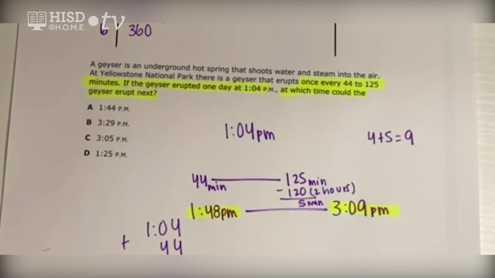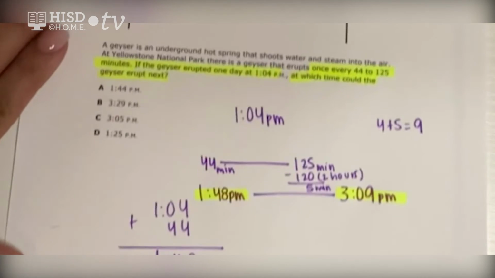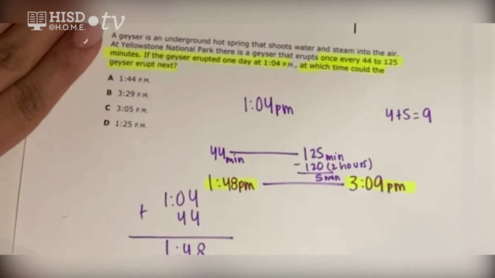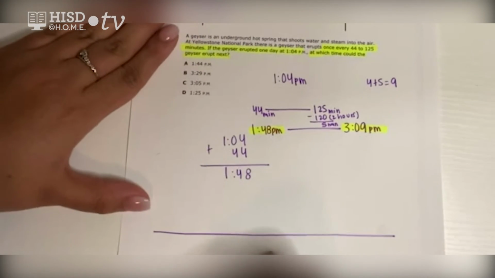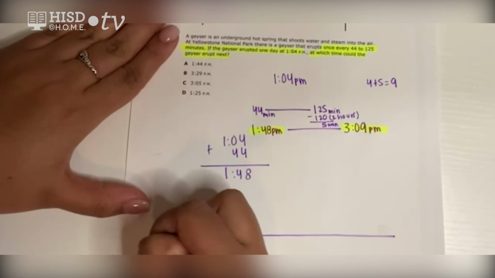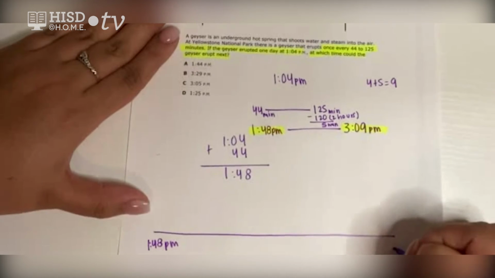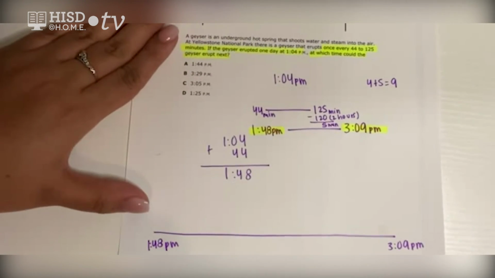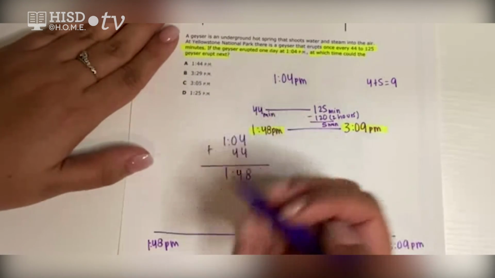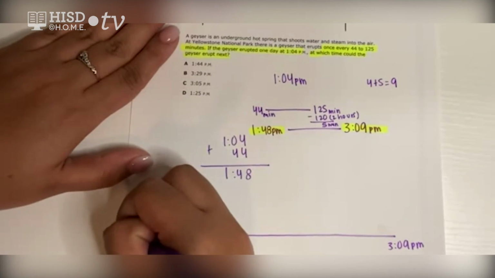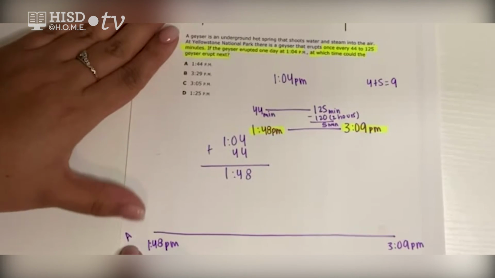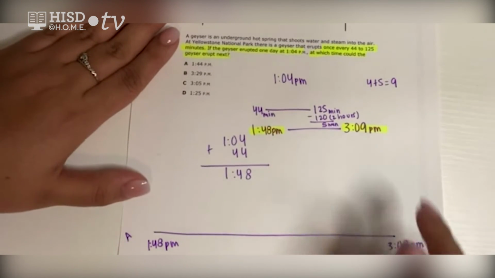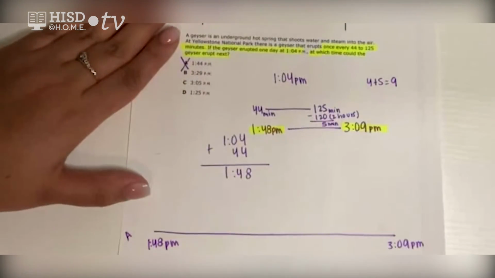All right, do you guys think you have it? Okay, let's look together. So we've got our timeline here. Remember, the geyser has to erupt anywhere from 1:48 p.m. to 3:09 p.m. So let's look at our options. A says 1:44 p.m. That would be right here. That would be option A. Is option A in this number line? Not at all, so we can get rid of that.